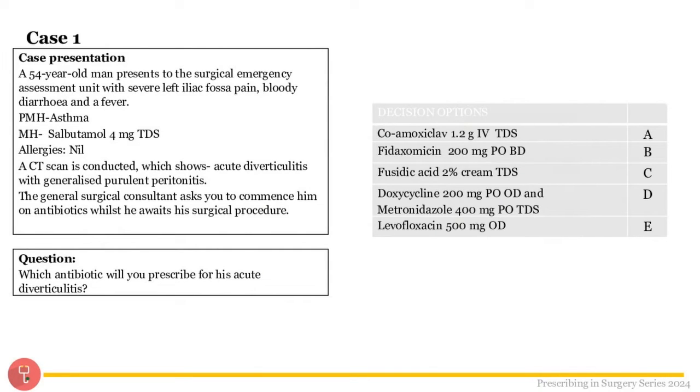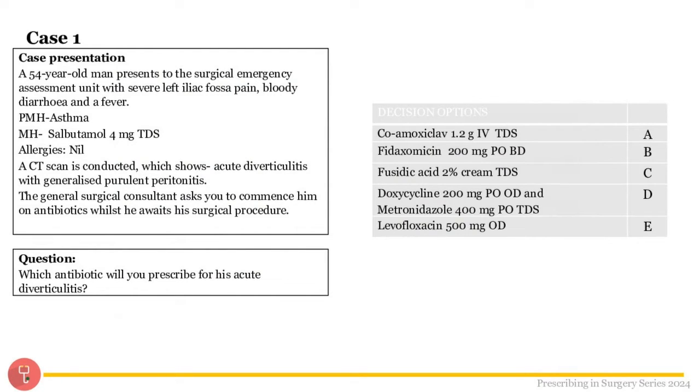The correct answer is A because he has complicated diverticulitis with generalized purulent peritonitis, and he's not allergic to penicillin. The reason why it's not B is because fidaxomicin 200 milligrams per oral BD, second line vancomycin, is used in patients with C. difficile infection. The reason why it's not option C is because option C is used in non-bullous impetigo in patients who are not systemically unwell or at a high risk of complications.